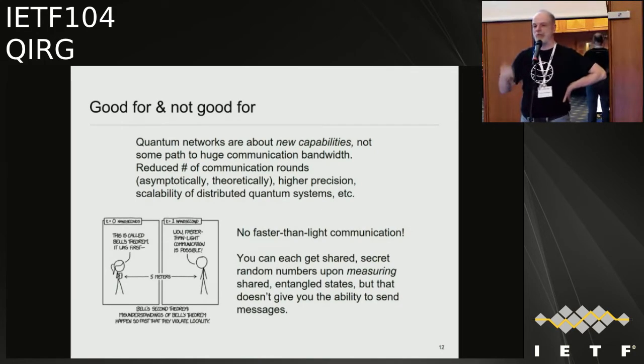So what are these networks good for and not good for? Very briefly, quantum networks are about new capabilities. Some people sort of naively, when they first come in, hear quantum and think something fast is going on. They think maybe we'll be able to violate the speed of light and transmit information faster than the speed of light. I'm here to disappoint you and tell you that's not the case. And it's also not the case that quantum networks are going to be some pathway to terabit, exabit, yada bit per second kinds of networks. That's not what we're trying to do here. We're going to bring new kinds of capabilities into the networks: improvements in the number of communication rounds for certain distributed protocols, higher precision, scalability of distributed systems and whatnot.